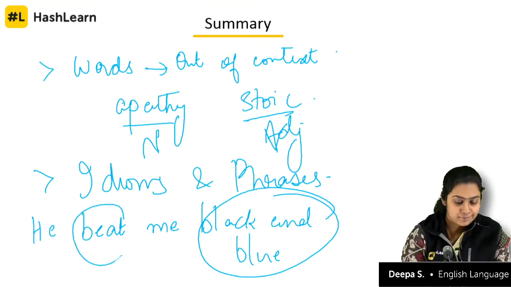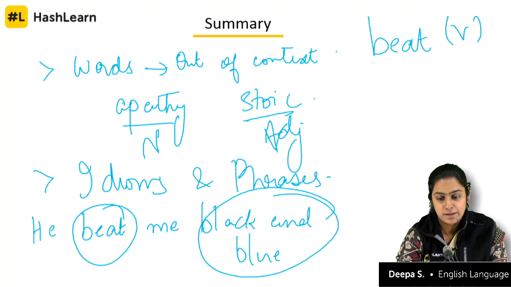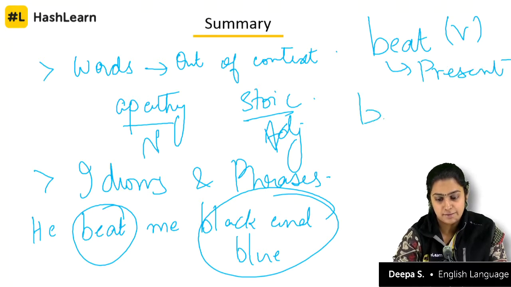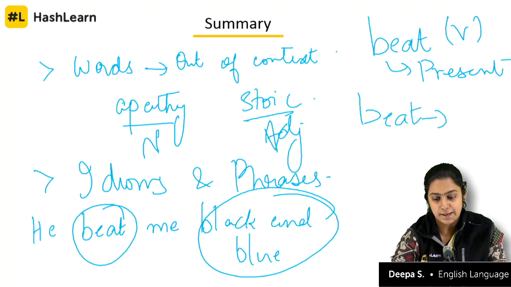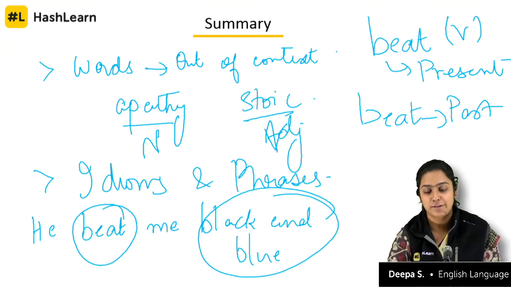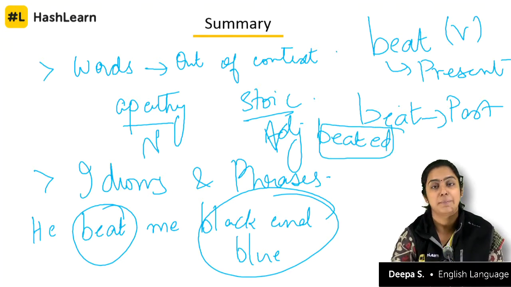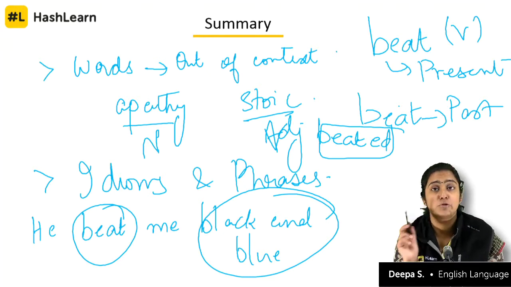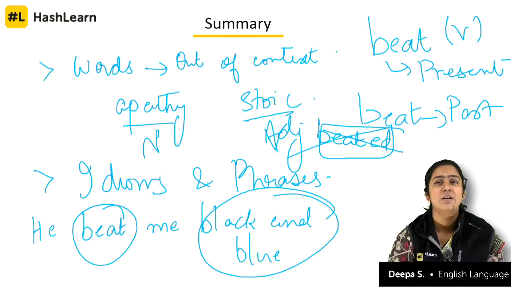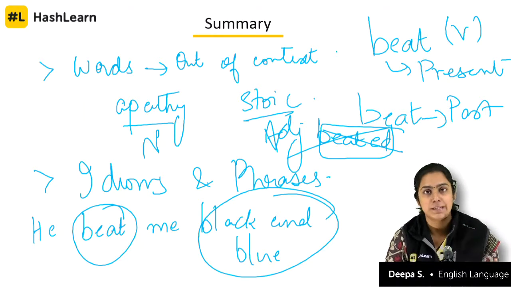Then beat, the verb. This is the simple present. Beat again is the past. There are words where you do not attach ed to make it past tense, correct? This is one of those words. Beated is wrong, and typically quite a few people say bet. It's beat: he beat me up.